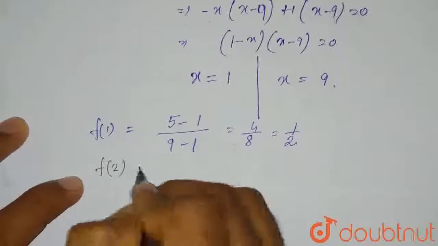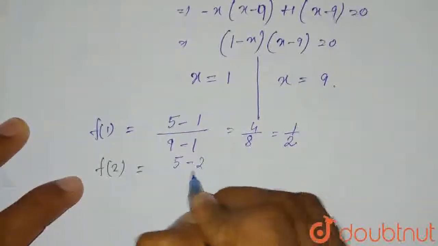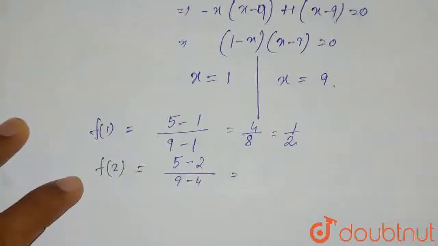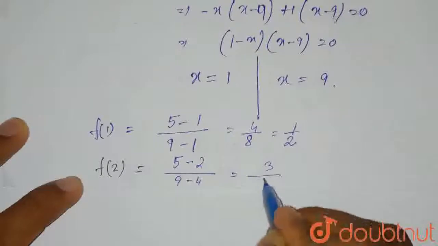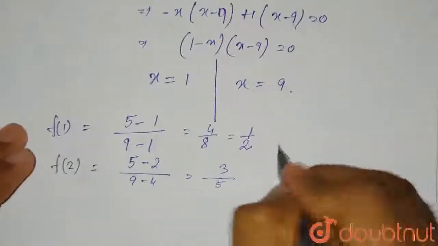So f of 2 will be equal to, if we put the value, the function was 5 minus x divided by 9 minus x square, that means 5 minus 2 divided by 9 minus 2 square, that means 4. This gives us 5 minus 2 is 3 and 9 minus 4 is 5. So 3 divided by 5.